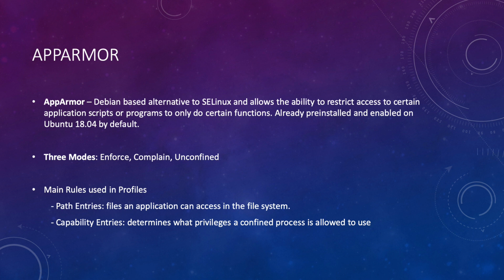AppArmor separates itself from other MAC systems of Linux because it is path-based, which means it enables you to mix both enforcement and complain mode profiles, as well as including files to ease the development process. And it also has a much lower barrier to entry than some of the other more popular MAC systems.